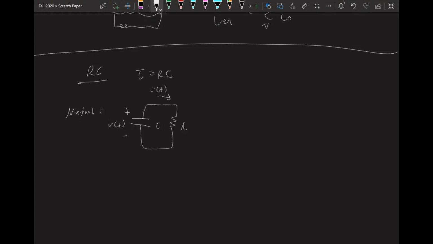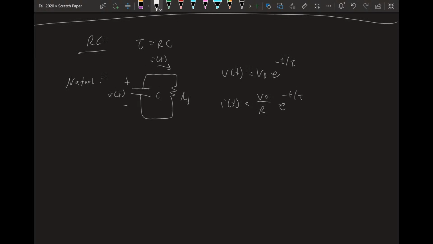equations. The voltage as a function of time is the initial voltage across the capacitor times a decaying exponential of negative t over tau, where tau we talked about earlier. And the current is equal to V naught over R, same thing, e to the negative t over tau. That's the natural response, and this is a Thevenin equivalent.